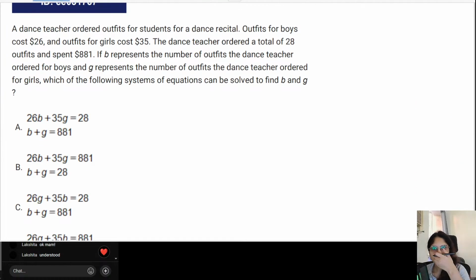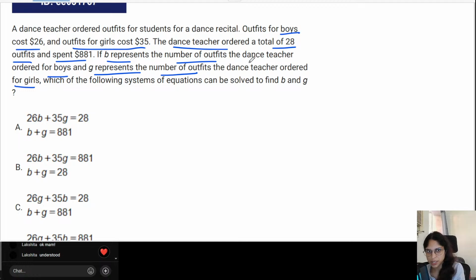A dance teacher ordered outfits. Again, you have to write the equations, okay, for a dance recital. Outfit for boys cost $26. Outfit for girls cost $35. Dance teacher ordered a total of 28 outfits and spent $881. B represents number of outfits for boys. G represents number of outfits for girls. So like I told you, in total, you have to add the numbers. Number is B and G.